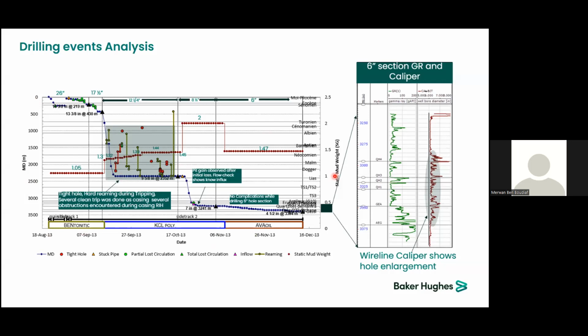Then we are plotting different events. For example, in red is tight hole, stuck pipe, partial losses, inflows, etc. We are plotting them at their respective depths here, and we are putting some comments. By doing this, you are correlating those drilling events to certain types of formations. Here I have put as an example a very classic lithostratigraphic column in Algeria, in the region of Hassi Messaoud.